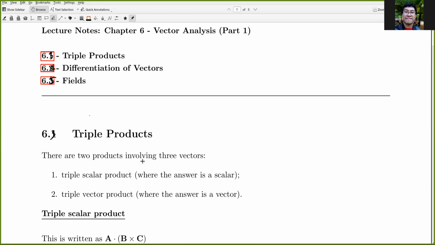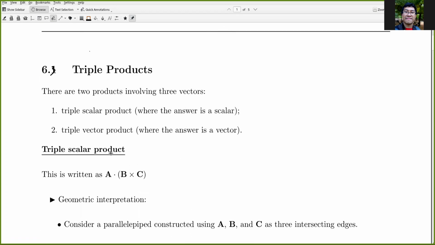There are two products involving three vectors. One is the triple scalar product, where the answer is a scalar, and the triple vector product, where the answer is a vector. The triple scalar product is written generally, for three vectors A, B, C, as A dot B cross C.